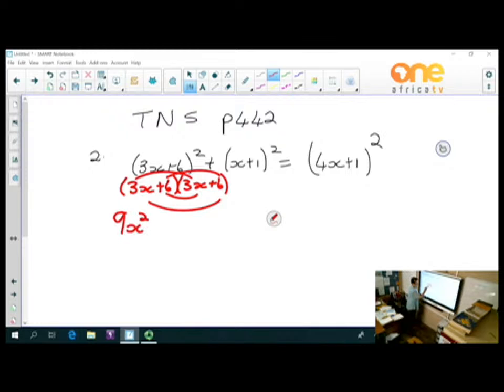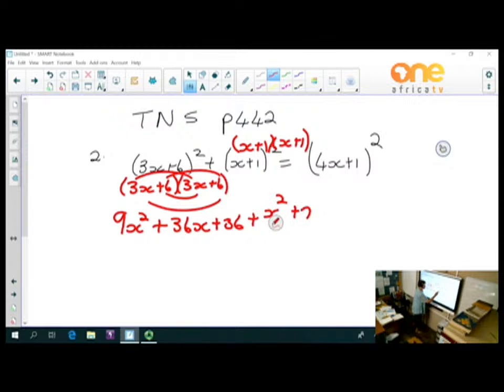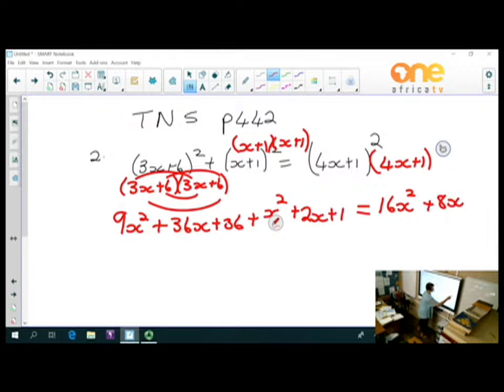This is 18x plus another 18x, so it's 36x, plus 36. Plus, now I'm taking this one, so it is (x + 1) times (x + 1), which is then x² + 2x + 1, is equal to, and on this side, 16x². Remember, there's another 4x + 1 there, plus 8x plus 1.